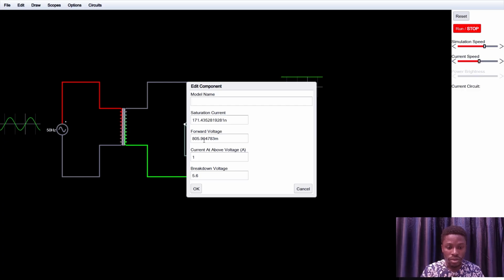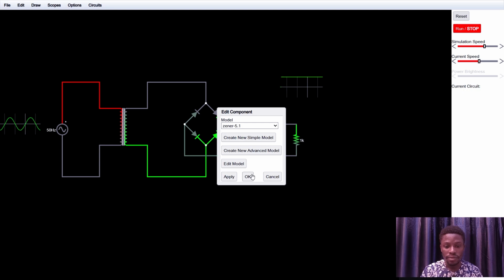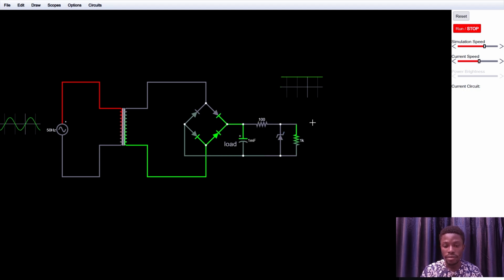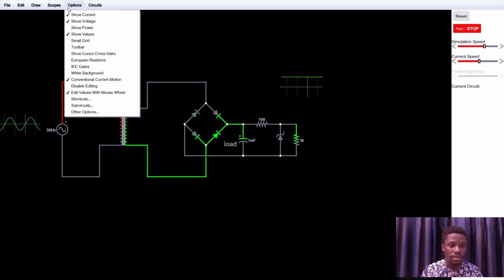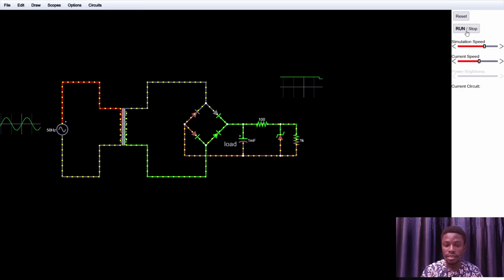Okay, good. The breakdown voltage. Let's change it to, we need it to be maybe 5 volts, 5.1 volts. And click OK. Now, let's start this simulation. Let's see if we can add a meter or something. Show voltage, show power. Okay, I have it already. Let's run the simulation.